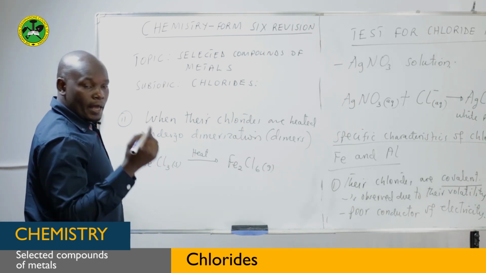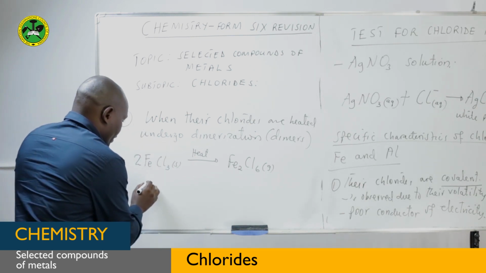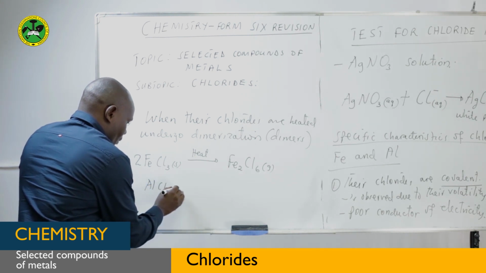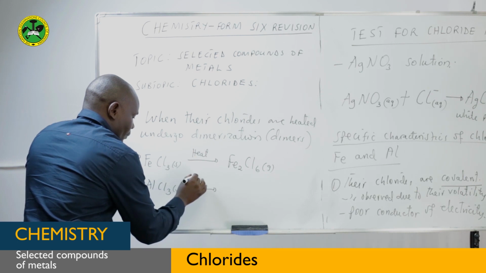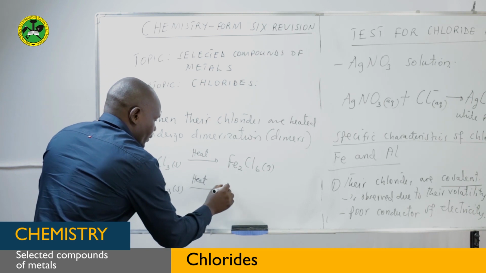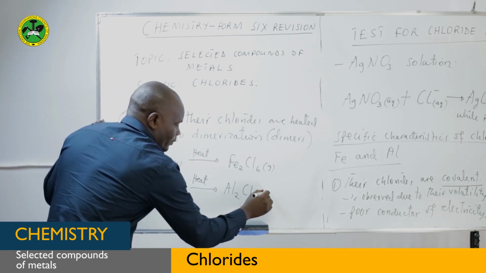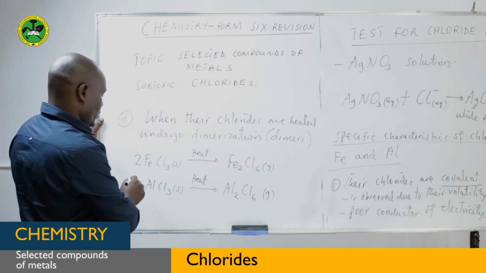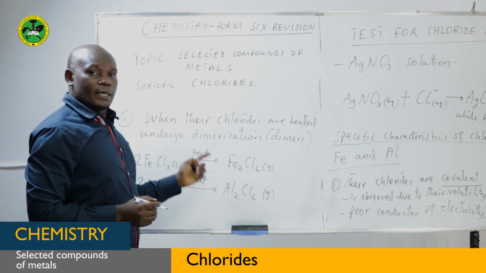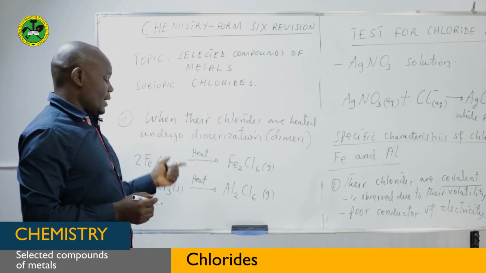Likewise for iron chloride and aluminium chloride. Aluminium chloride, when also heated, undergoes demineralization into vapor state. So it is aluminium chloride with that molecular formula, and this is in gaseous state. After balancing, here must be 2. So that is the second specific feature of the chlorides of aluminium and iron.